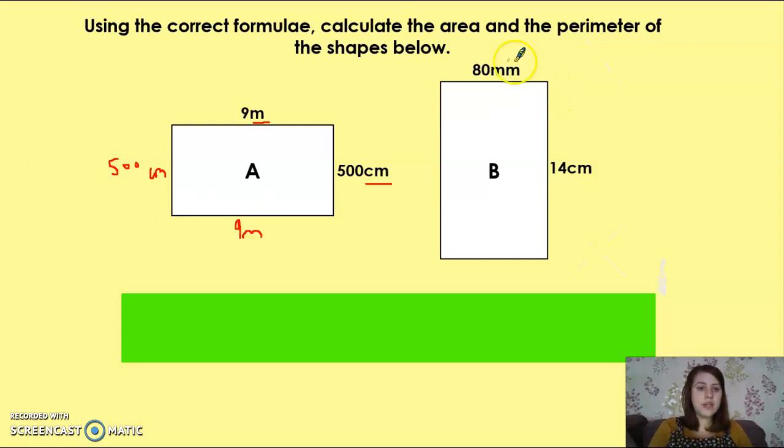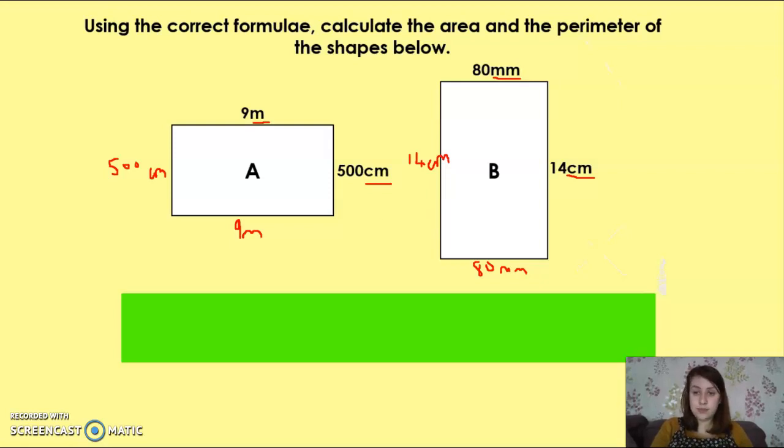Similarly, same on shape B. So we know that this is the same as the opposite side. So this is 80 millimeters and this is 14 centimeters. But then that leaves us with the problem of having millimeters and centimeters. So again, you need to convert one of them into the other so that all your measurements are in the same unit before you can work out the area and perimeter.